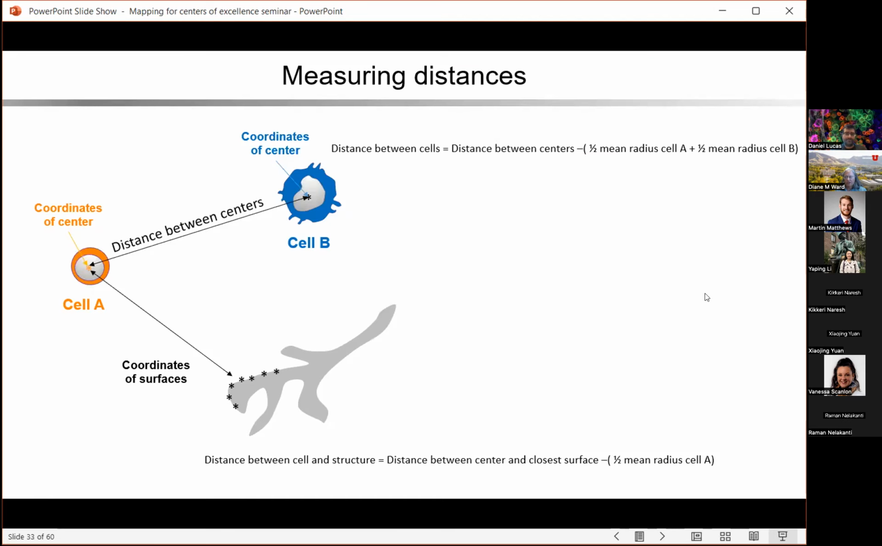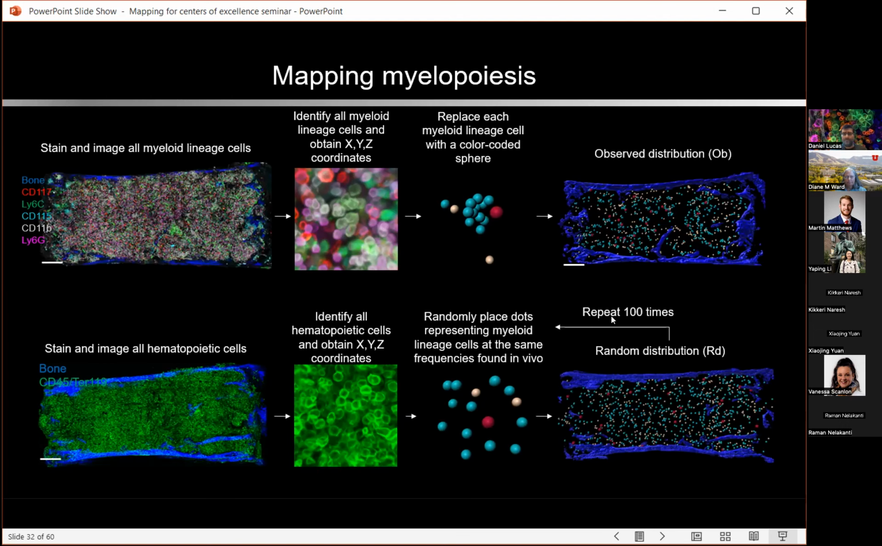We have a question in the chat. Sonali, do you want to ask that question? Or I can ask it. It says, are each of these markers conjugated to a fluorochrome, or were these cells expressing fluorescence like confetti mice?